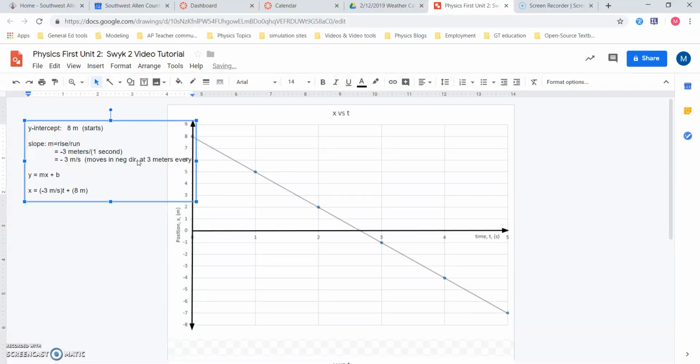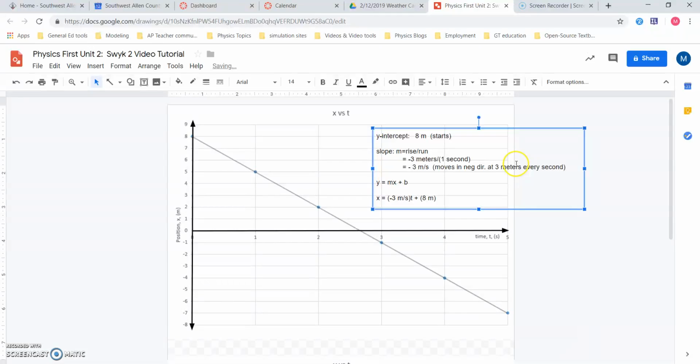Or 3 meters every second. And I think I'll move this over here so we can see it better. So that's really the meaning of it. And so it's going at a constant velocity in the negative direction.